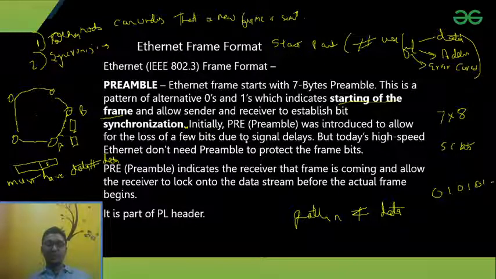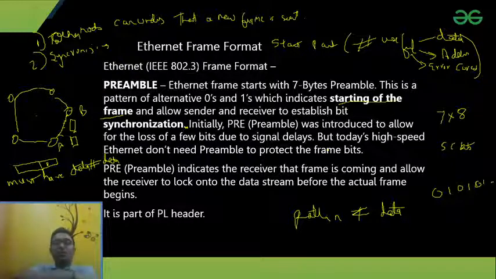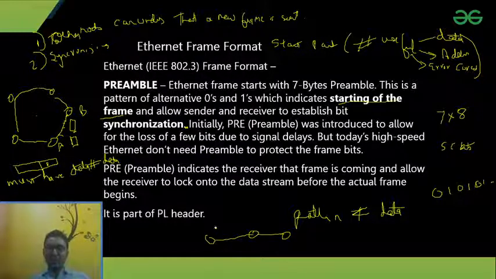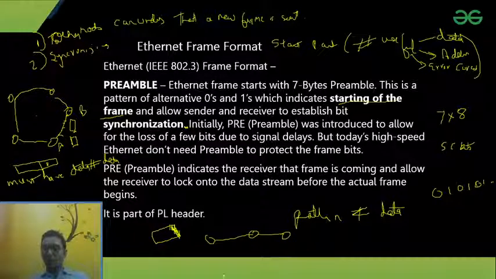Initially, the preamble was introduced to allow for loss of a few bits through signal delays, but today high-speed Ethernet does not need the preamble to protect frame bits. So at the time of its discovery, it was used to allow for the loss of a few bits. What happened in the initial days was that the channels were not 100% error-free or efficient, so some part of the data was being missed. Suppose a packet is being sent, the initial part of the data was garbled or something like that. But now you have a huge preamble.